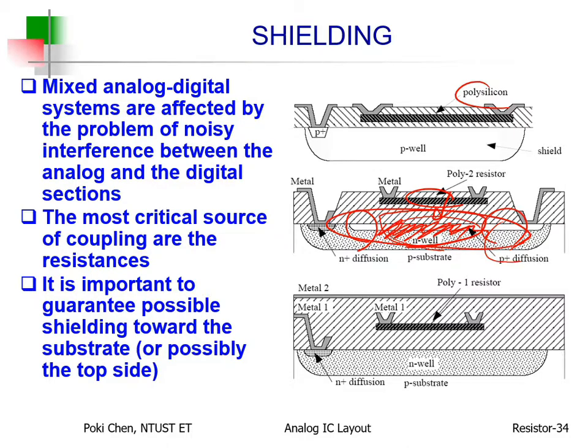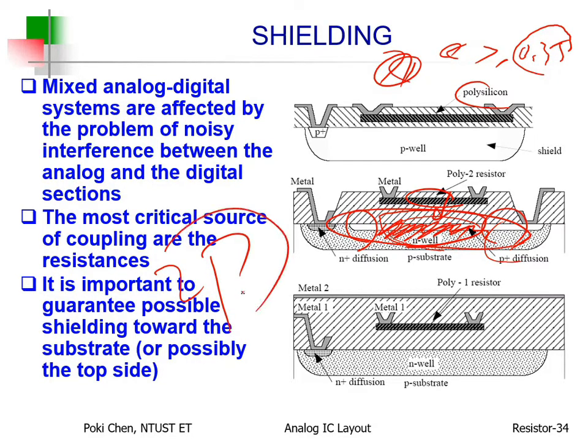But you may argue that for my process, I don't have poly2. That is for old processes, to my memory, anyway, older than 0.35 micron process. Okay? For this one or for earlier processes, yep, you have double poly. 2P for what? With capacitor.